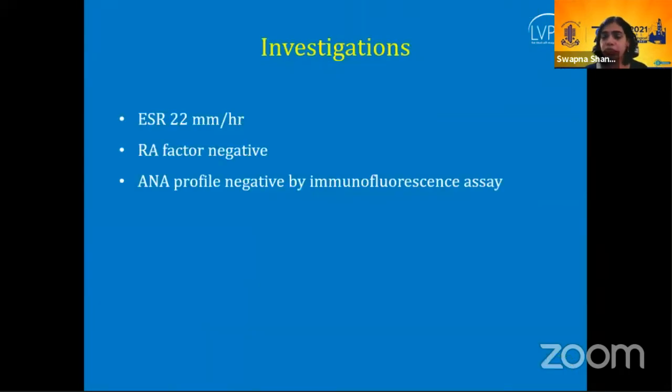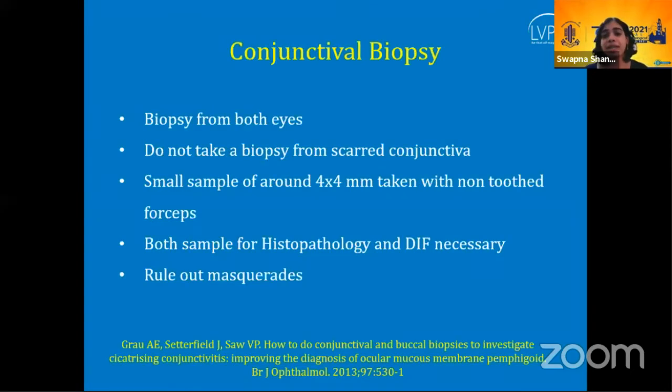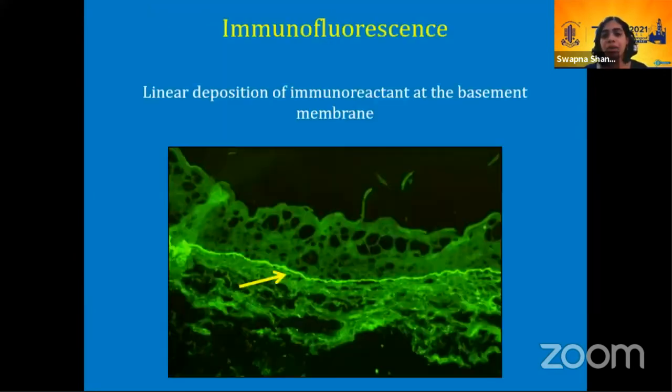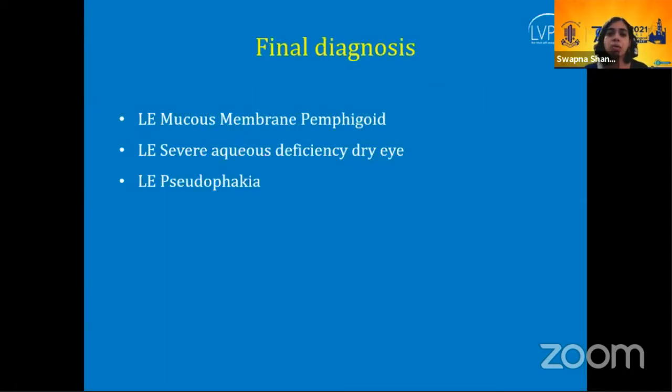So we did a serological profile, which all came back negative. RA factor, ANA, both were negative. And then we decided to do a conjunctival biopsy. We take a biopsy from both eyes, and we send the biopsy for both histopathology and direct immunofluorescence. Michel's transport medium is something that can be used probably in private practice because logistically it might give you more time to send it to the pathology lab. And on immunofluorescence, we typically see this positivity at the basement membrane because of deposition of immunoglobulins and complements. So her biopsy was positive, and the final diagnosis was mucous membrane pemphigoid.